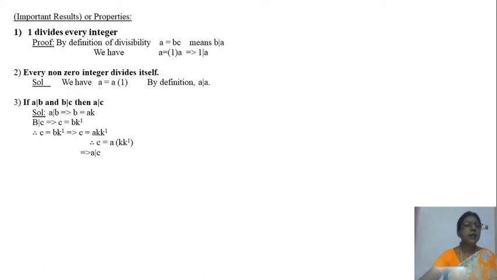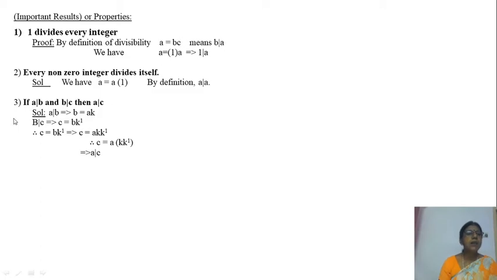Now see the next one: if a divides b and b divides c, then a divides c. So here we take the if part and show the then part. In this proof we take a divides b and b divides c, and we are going to prove a divides c. What is the definition? The definition of divisibility: a is equal to bc means b divides a. Here b divides a means a can be written as b into some integer.